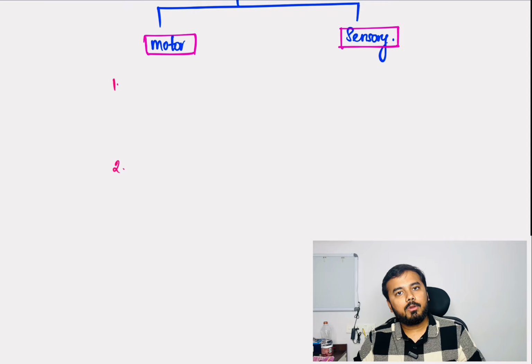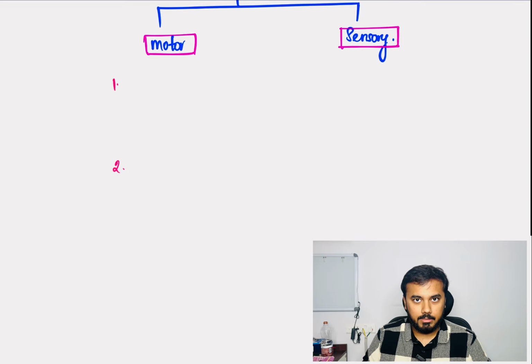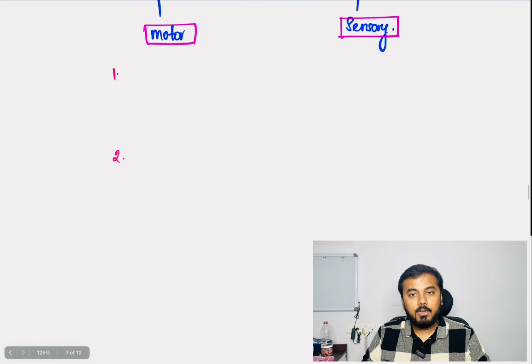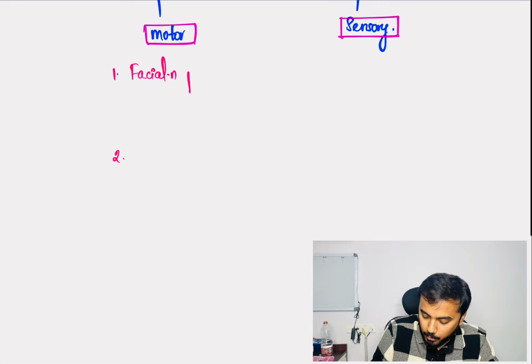Where are these motor nuclei? I will show you in a minute. I'm just trying to brief up the things here. So facial nerve has got two motor nuclei. The first motor nucleus is called the facial nerve proper nucleus.